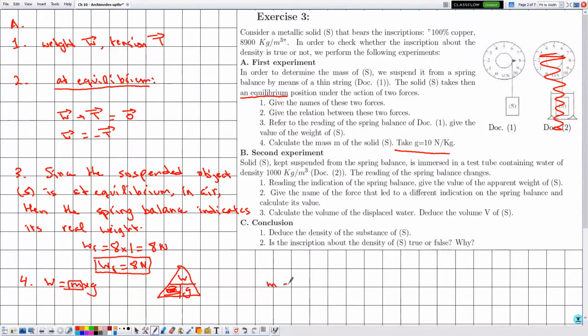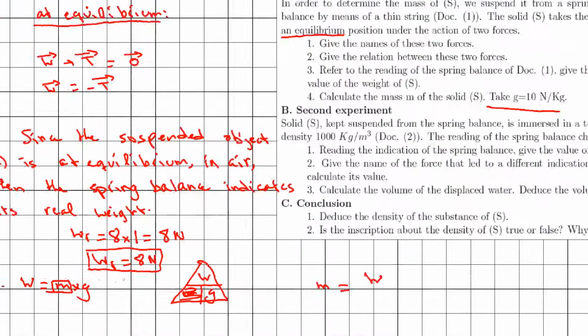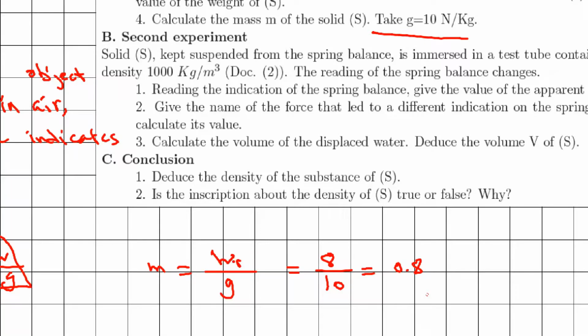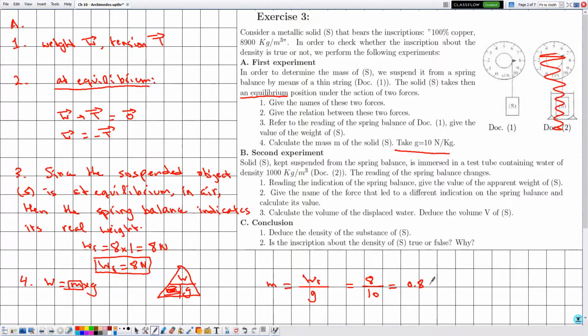So m is given by the real weight divided by g. The value of the real weight is 8 and the value of g is 10. Plugging this fraction into the calculator, the mass is 0.8. Since both the real weight and g are in SI, the value of m will be in SI, which is kilograms. So the mass of the solid S is 0.8 kilograms.